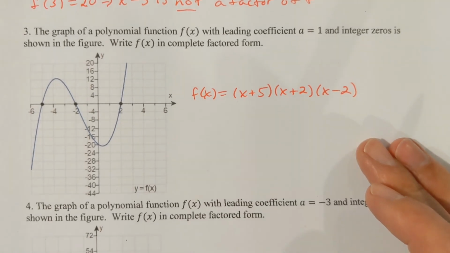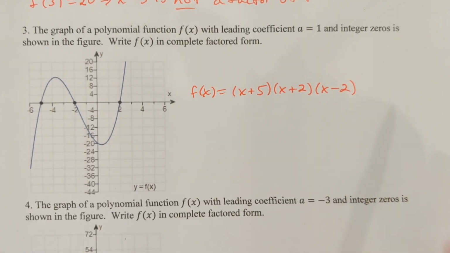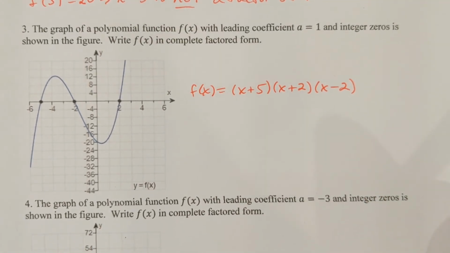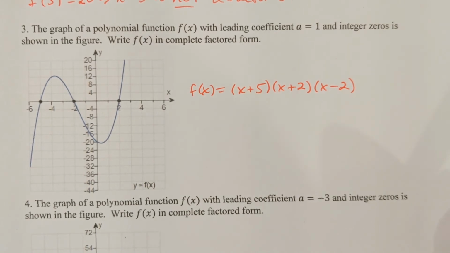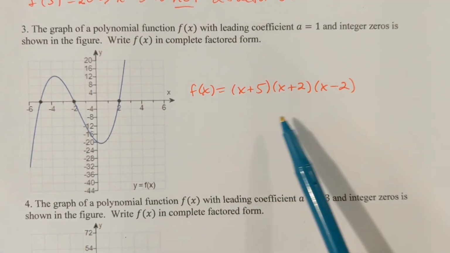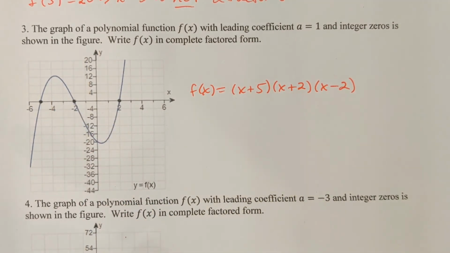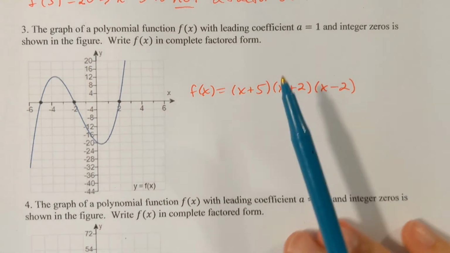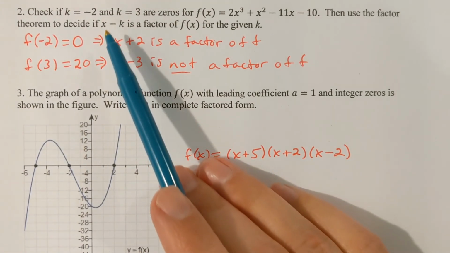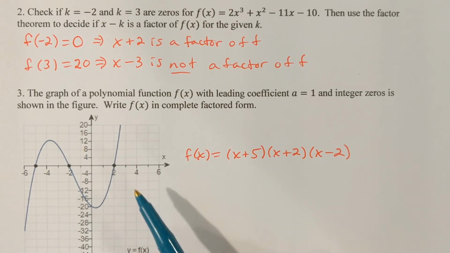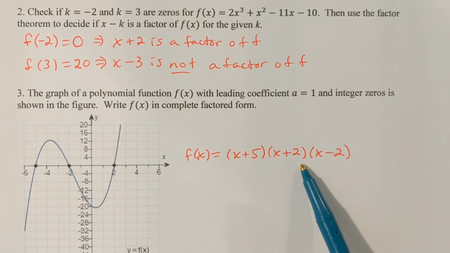Problem 3, the graph of a polynomial function, f of x, with leading coefficient 1 and integer zeros is shown in the figure. Write f of x in complete factored form. Okay, so a 0 is the same as an x-intercept, which means that in this problem, all I need to do is identify the x-intercepts, and those numbers would be my k values. If k is a 0, x minus k is a factor.